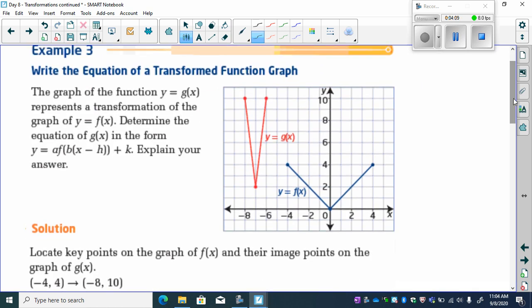So the task here is to write the equation of the transformed function. This red curve is the transformed function. This blue curve is the original. Okay? We want to determine the equation of the red curve. So in order to do that, I need to find a. I need to figure out what b is. I need to figure out what h is. And I need to find the parameter k. Once I have all 4 parameters, I can make my equation.